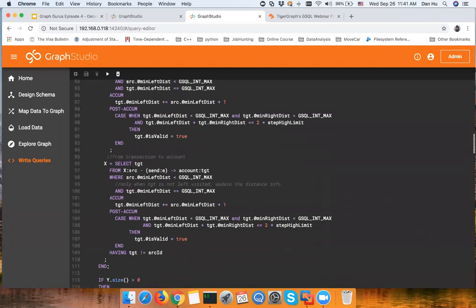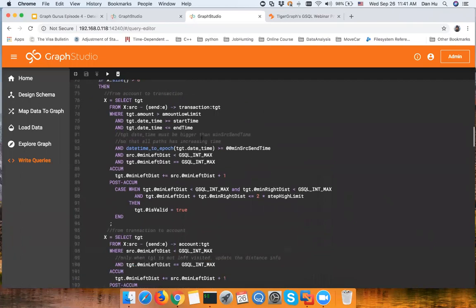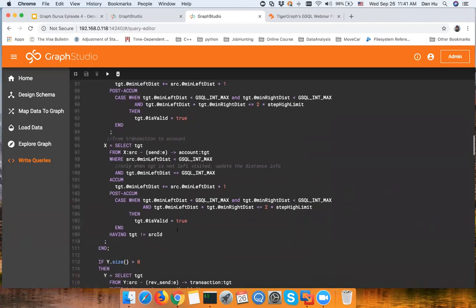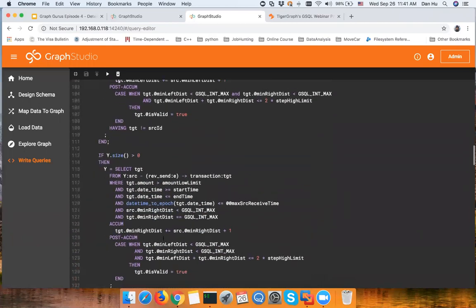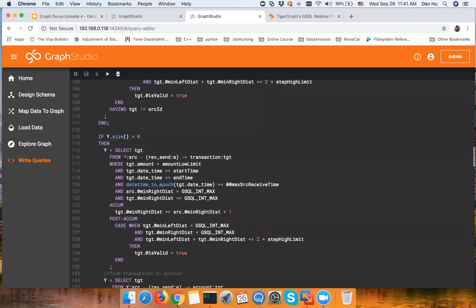Then from transaction, it's still the forward search. We start from transaction nodes because right now X is already selected as the target, so X is actually a set of transactions. So from transaction to the account, we still apply similar filtering, and we find out whether this target is valid or not. That's for the forward search. Then for the backward search, we start from Y. Y is a vertex set with C initially.